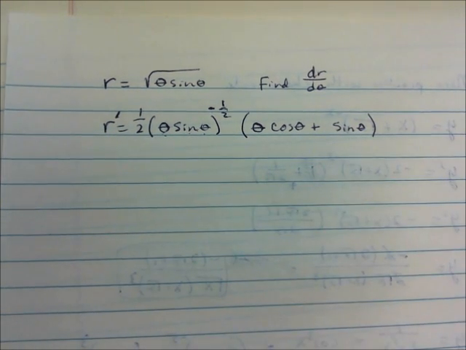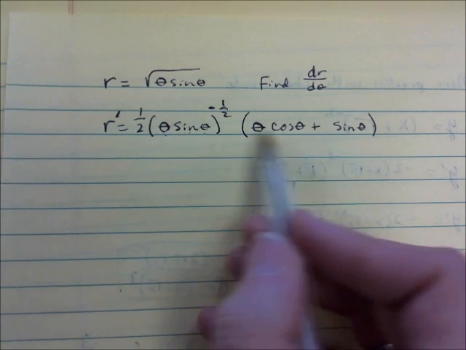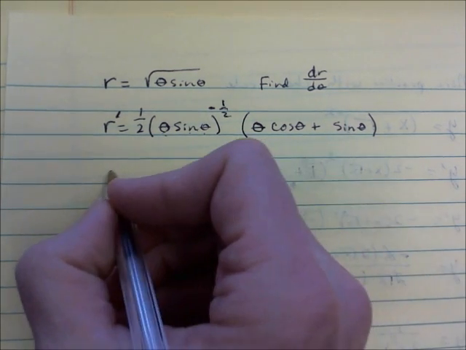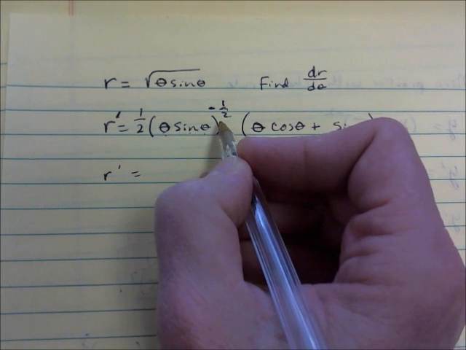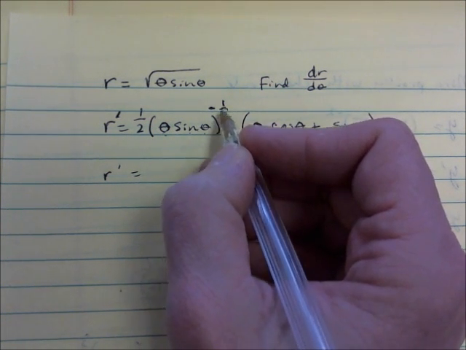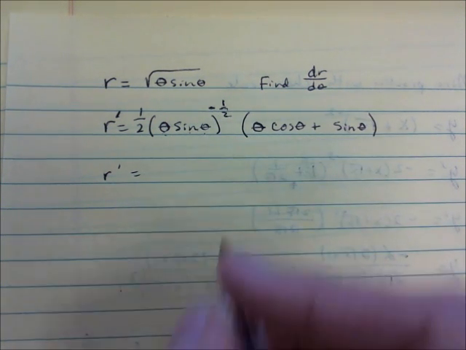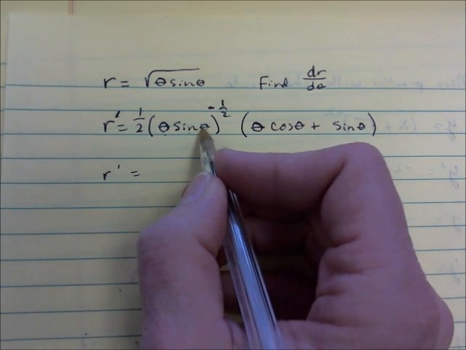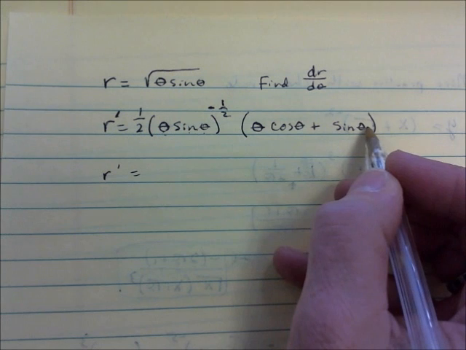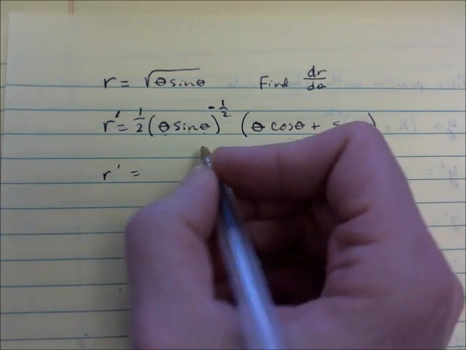So that's it for the chain rule. There's your derivative here. Now the next thing we're going to do is bring the negative exponent down to the denominator, and we're going to call that the square root. So this 2 is in the denominator. This will be the square root in the denominator, and this whole term will be up in the numerator.